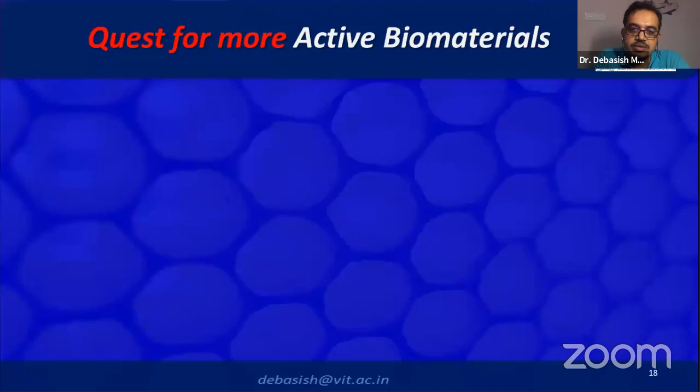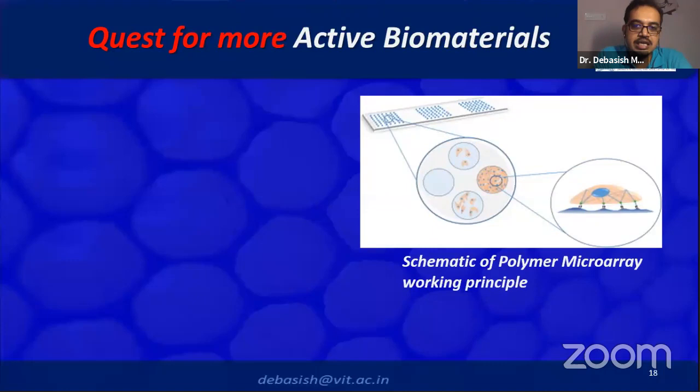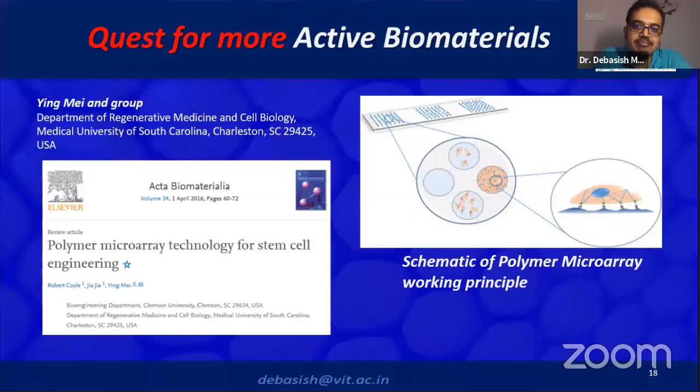So there is one group who tries to, there are arrays of varieties of polymers. This is a US group, and there is a UK group also. They make an array of polymers and try to test bacteria and living cells together so that they find an antimicrobial as well as a biocompatible or human compatible polymer on that. So they have found a couple of polymers in this manner.